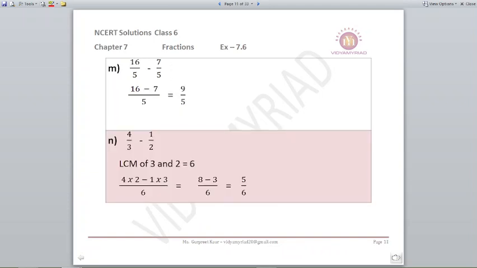Next, 16 upon 5 minus 7 upon 5. Now 5 is in the denominator. We will take it common. So we will just simply subtract the numerator. 16 minus 7, which is 9 upon 5.